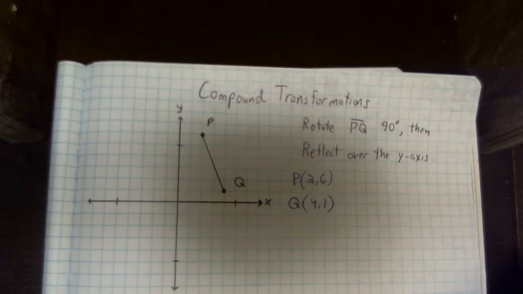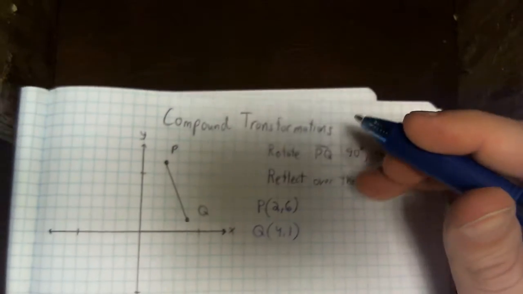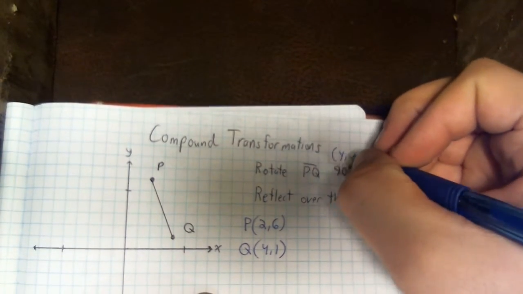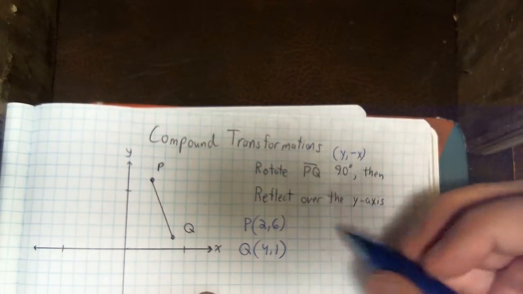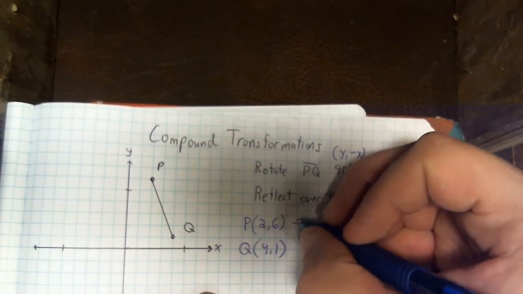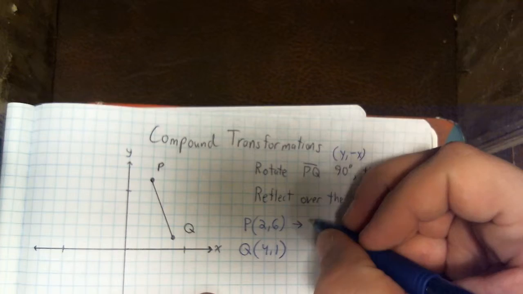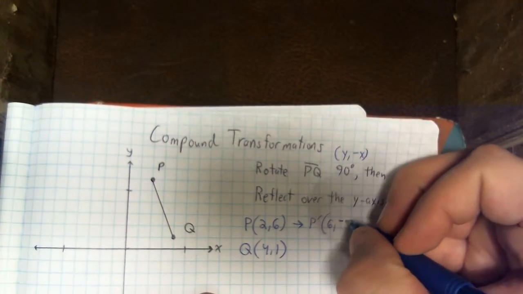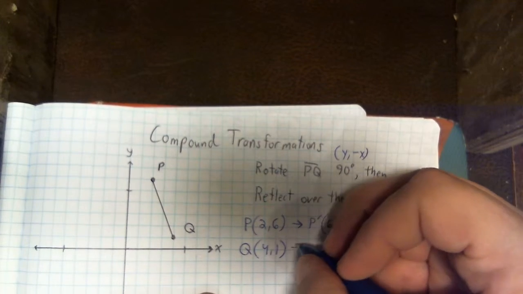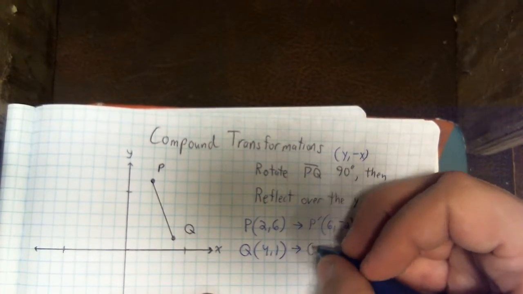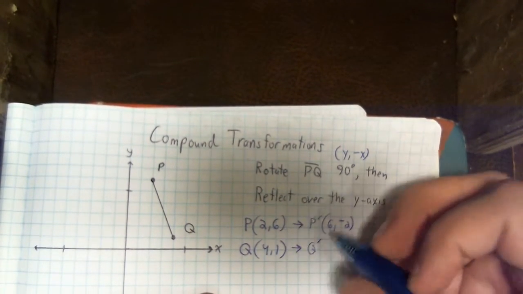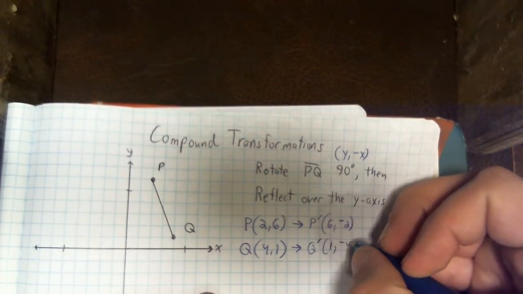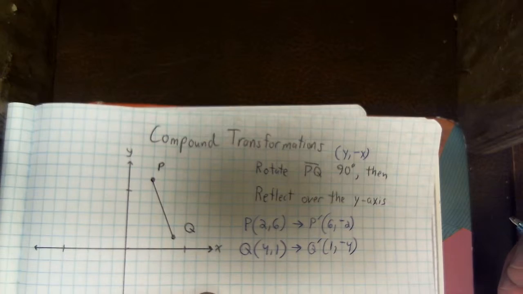If you remember, a 90-degree rotation, we had said that we're going to start off at x, y and we're going to end up at y and opposite of x. So when I look at P, I'm going to switch my y coordinate so it's first, and my x coordinate is going to change signs. Same idea with Q. Q prime, we want 1 to come first, and we want to change the sign on our x coordinate, so 1, -4.